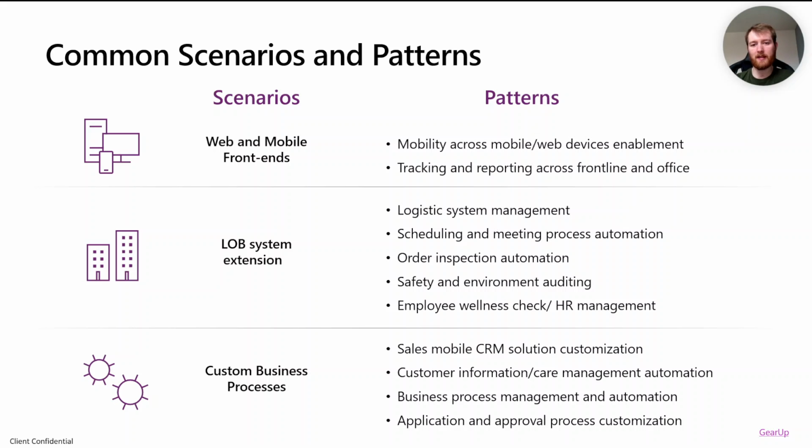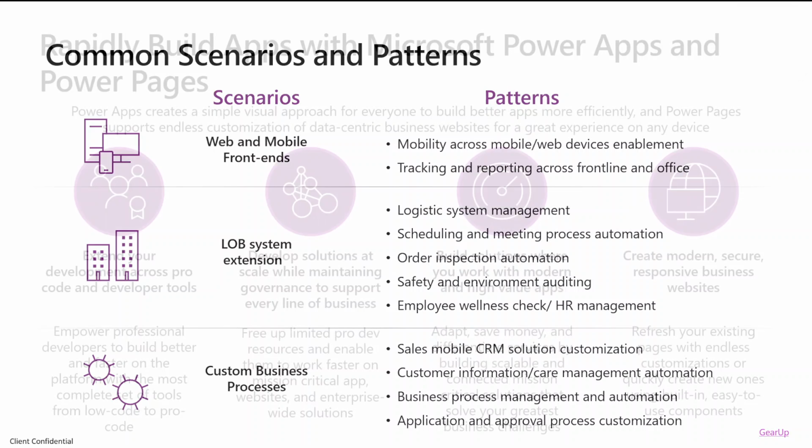So if we look at some of the patterns, you've got things like tracking and reporting across frontline and office. You've got logistics, system management, safety and environment auditing. Really, these are just a couple of examples of what you may be facing as an organisation.